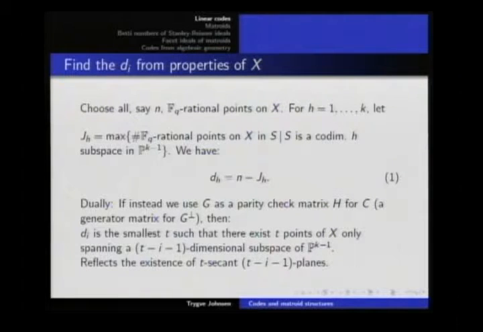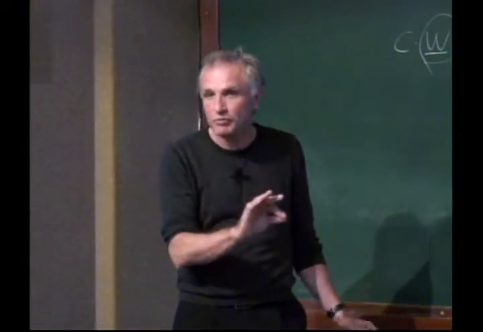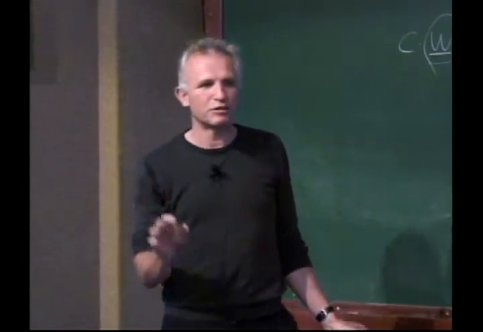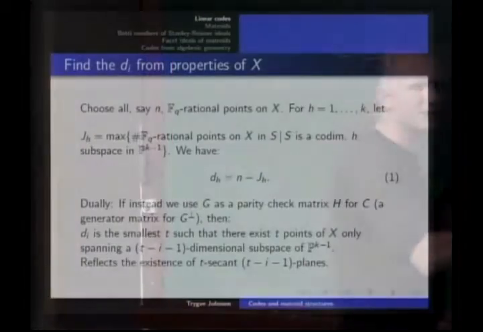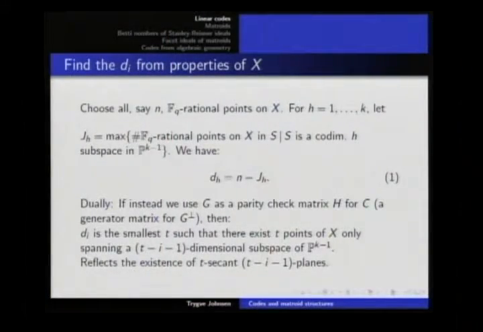D1, for instance, is the smallest t such that there exist t points that only span a t minus 2 space, meaning simply that they are dependent. We are in projective space now, so if they are independent, t points span a t minus 1 space projectively. So D1 is simply the smallest dependent set among the columns of the matrix that we look at. The cardinality of the smallest dependent set. Okay, well, D2 is the cardinality of the smallest, even more dependent sets.